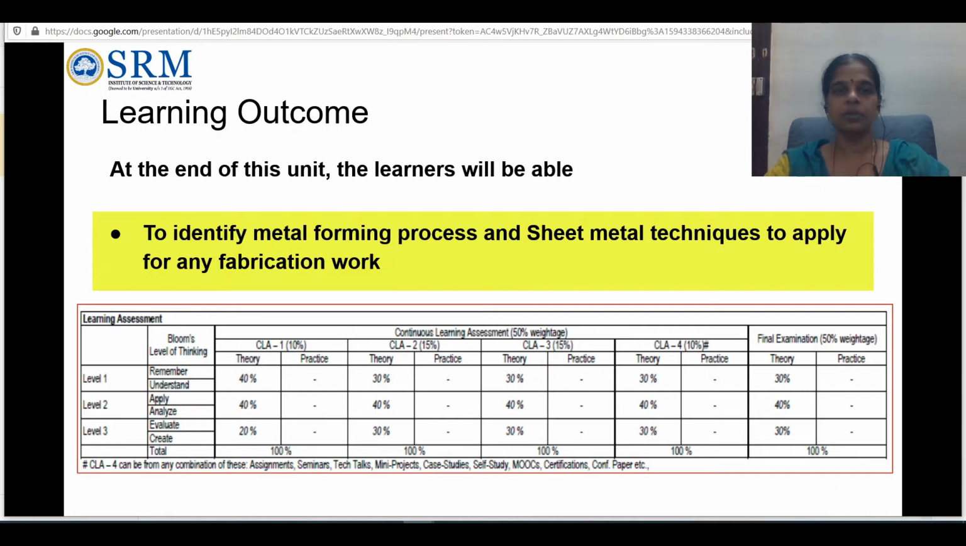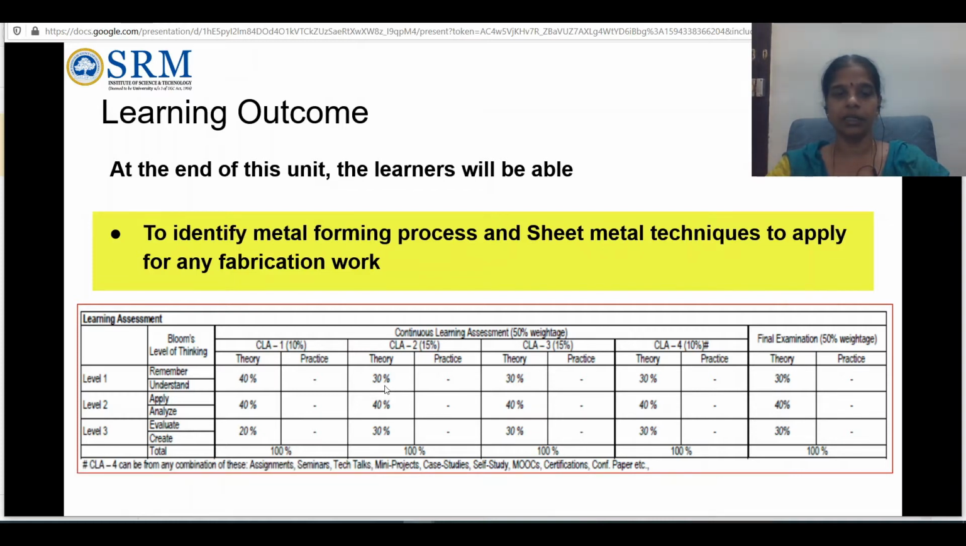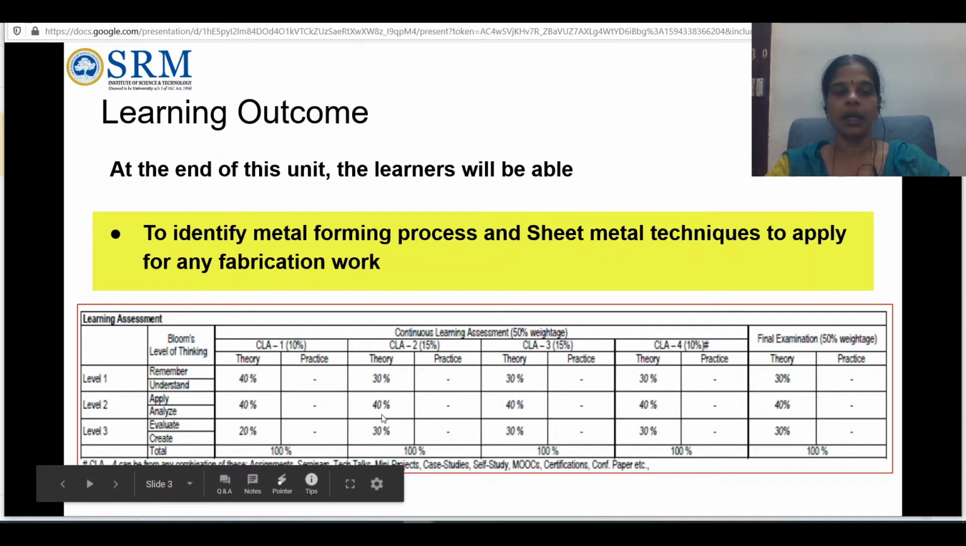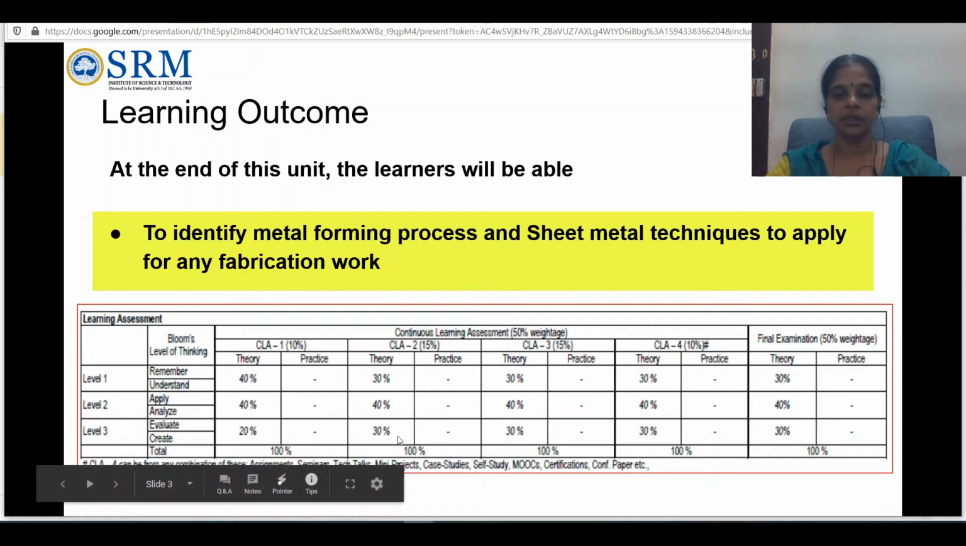The learning outcome, the objective of this course: at the end of the unit, the learners will be able to identify what the metal forming process is and the sheet metal techniques applied to do any fabrication work. And this is the learning assessment: 30% of questions will be at Bloom's level 1, that is just remember and understand, 40% of the questions will be from analyze and apply, and the remaining 30% is the advanced level 3.